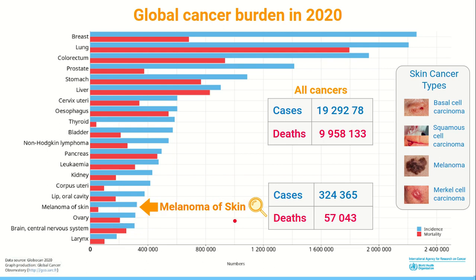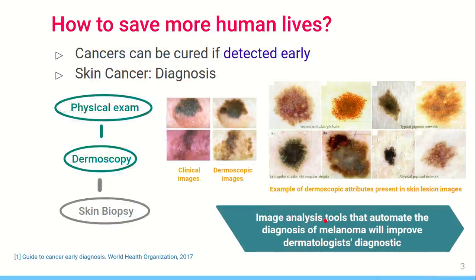For melanoma, the numbers of new cases were more than 300,000 people worldwide and about 57,000 deaths. So, how can we help save more lives? According to the World Health Organization, cancer can be cured if detected early enough.